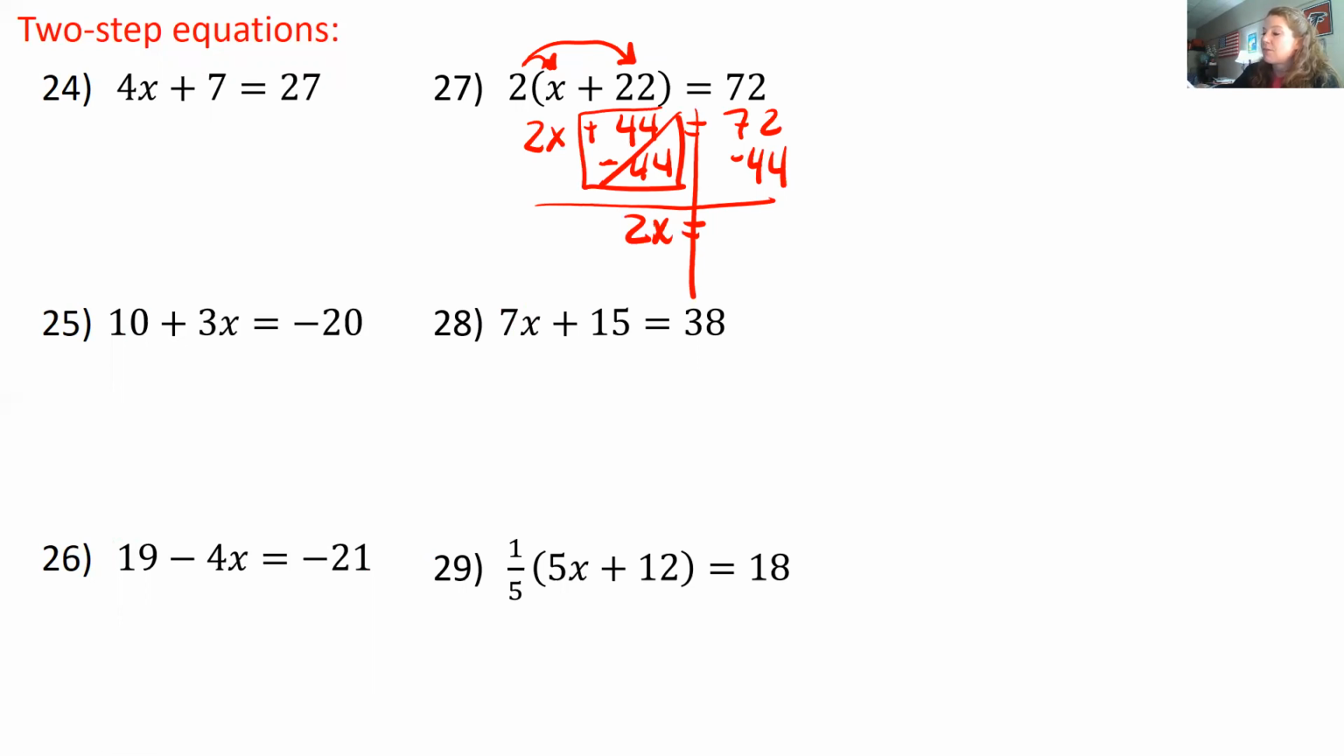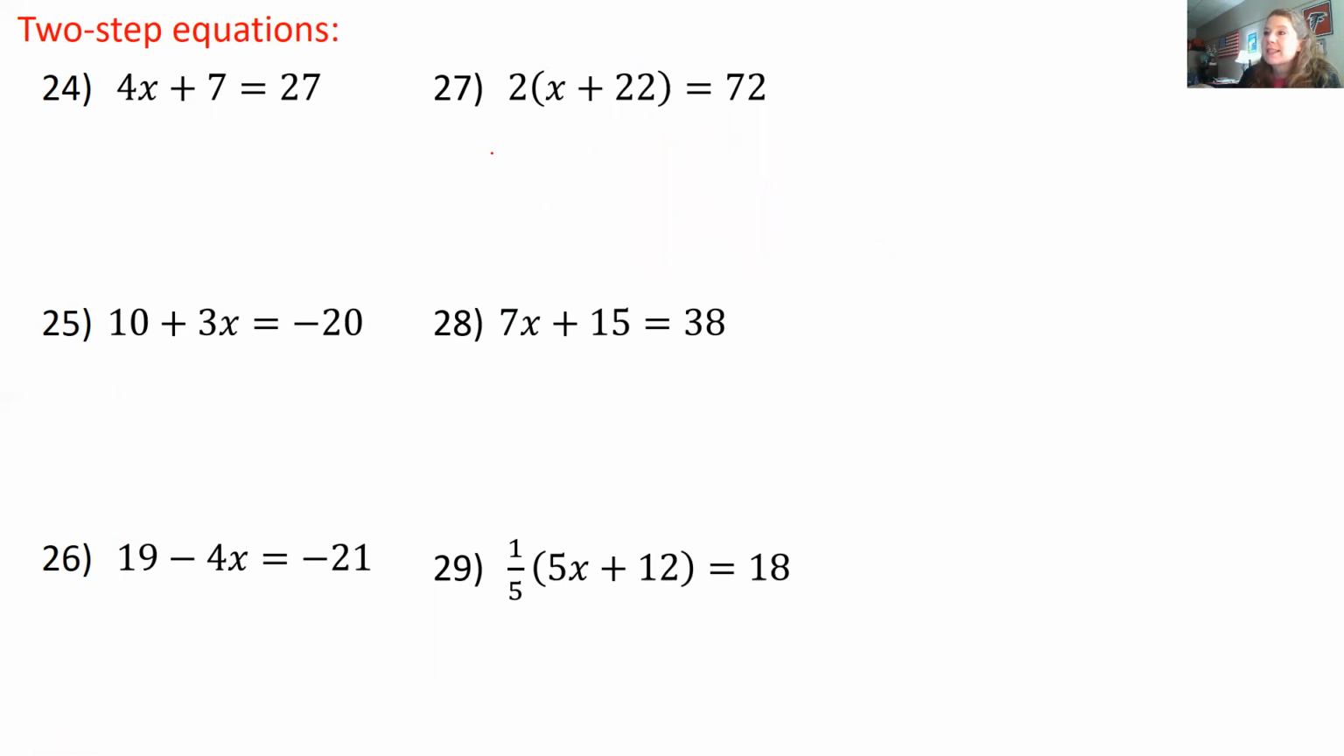72 minus 44 is 28. And then what do we do? We divide by 2. So x is equal to 14. All right, x is equal to 14. Now I'm going to show you a different way to do this as well. Okay, so that will work, and that's the right answer.